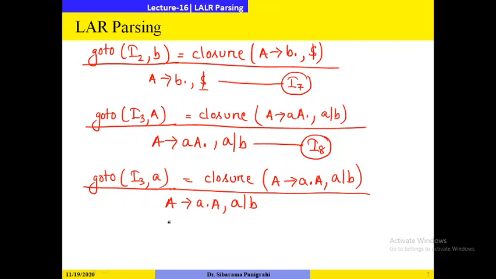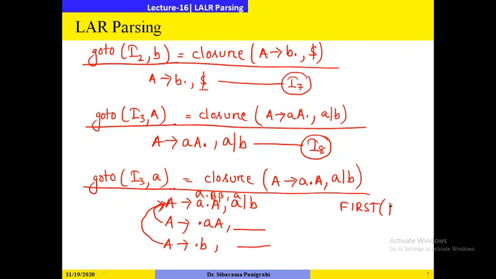Dot A got means what you will do? You have to add all the productions of A. So A gives to dot A, comma, here we will find the lookahead symbol. A gives to dot B, here you have to find the lookahead symbol. This production you have written due to this production. Now you compare it with alpha dot B beta, comma a, and here you have to compute first of beta a. Here beta is epsilon, and a is A or B. So here you will get A or B.